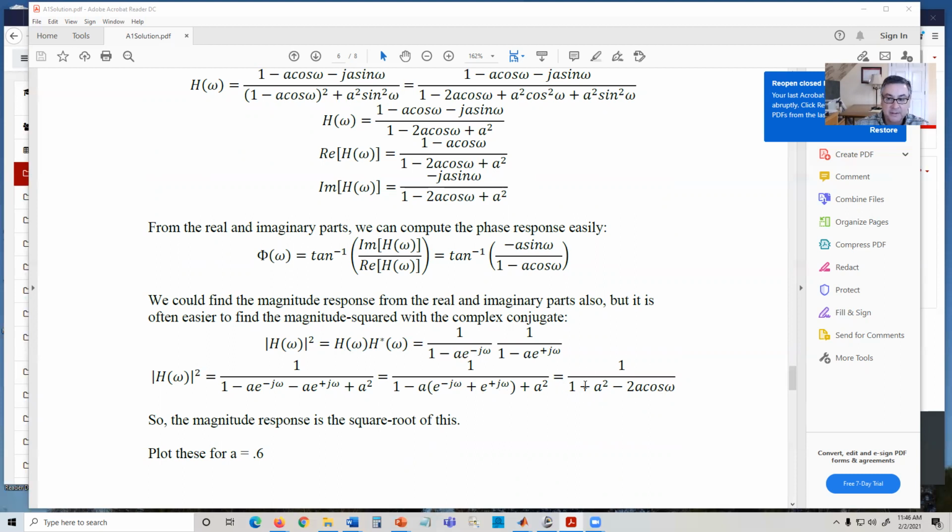After you simplify, notice this is all real, right? The j's go away, and they should, because the magnitude should be all real. So should the magnitude squared, right? If you were calculating a magnitude squared and you ended up with some j's, you either made a mistake or you didn't simplify enough. So keep that in mind. The magnitude response would just be the square root of that, which doesn't really simplify any further.